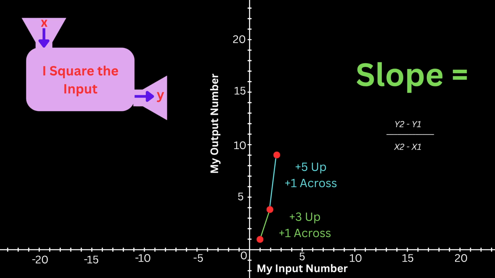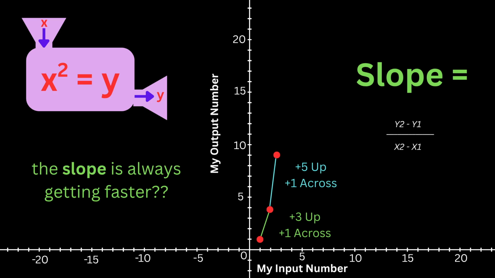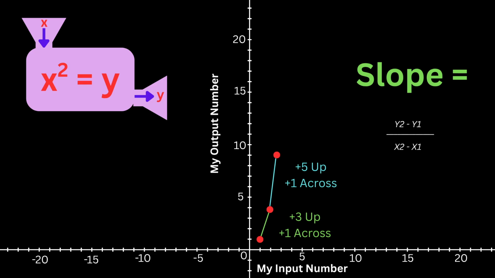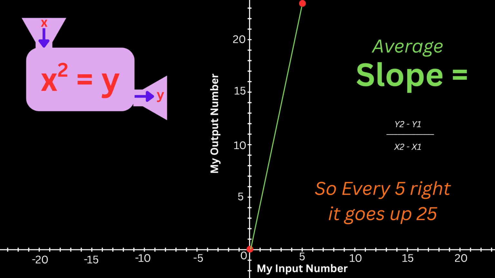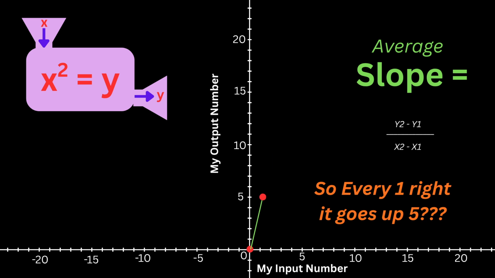If we say that our function for some input x is x squared, so I square whatever I input and get that output, it's a curve, so I can't really find a slope or a line along that curve, can I? But I can get an average. So if at 0 the value is 0, 0 squared 0, and at 5 the value is 25, so 5 squared 25, I can say that it goes up by 25 every 5.